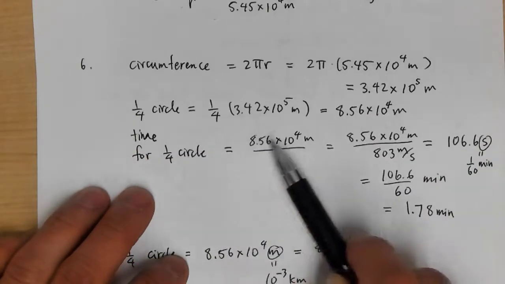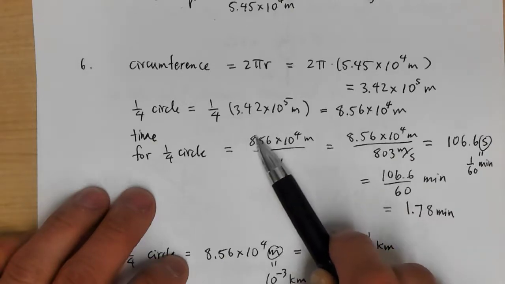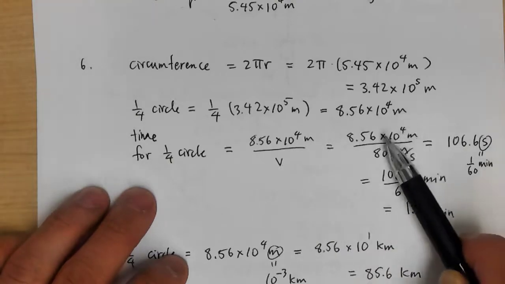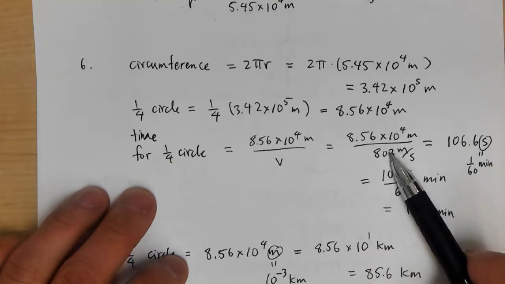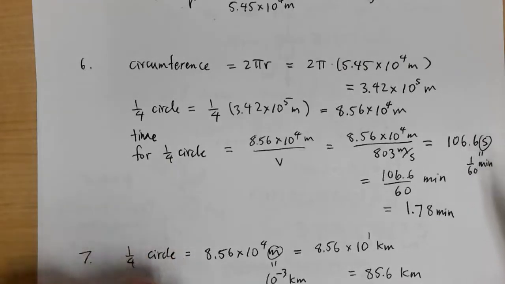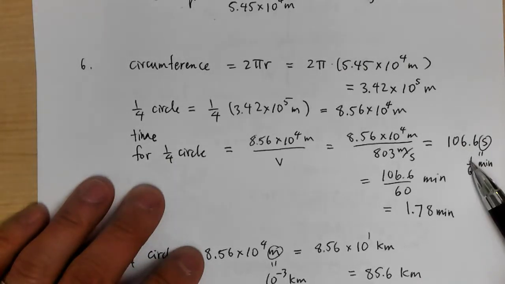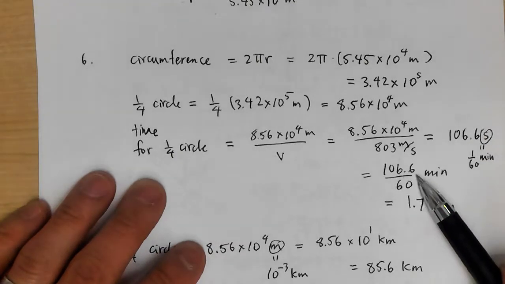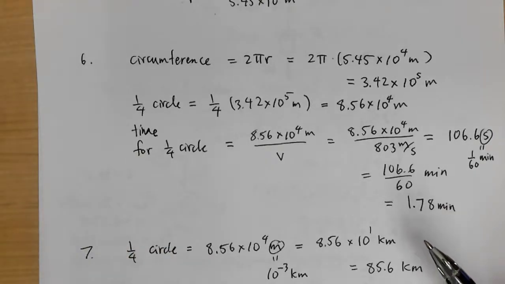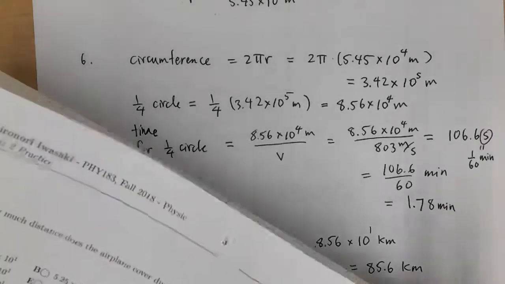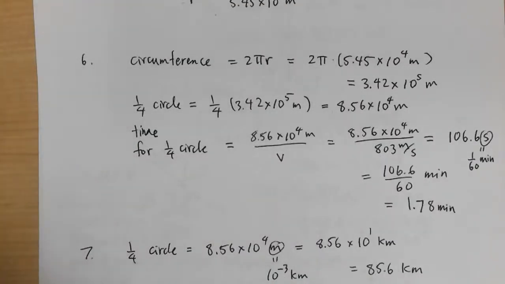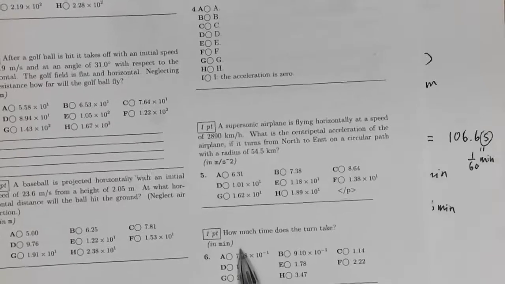Now the time for 1/4 of a circle is the distance, which is 8.56 times 10 to the 4th meters, divided by the speed. So 8.56 times 10 to the 4th divided by 803. That comes out to 106.6 seconds, but we're going to convert this to minutes. So 1 second is 1/60 minutes, and that comes out to 106.6 divided by 60, which is 1.78 minutes. The reason we're going in minutes is because the answers were in minutes here.